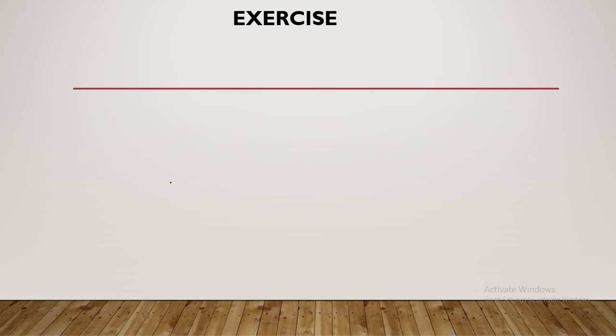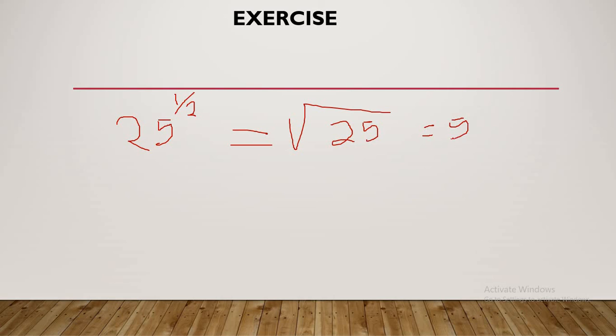Okay, let's write everything on our screen. Let's say you have a question like this: 25 raised to the power half, right? In indices, when you have something like this, it means the square root of 25, right? Which is equal to 5. You might be wondering, teacher, how do you know that the problem is the square root of 25? How do you know that, teacher?